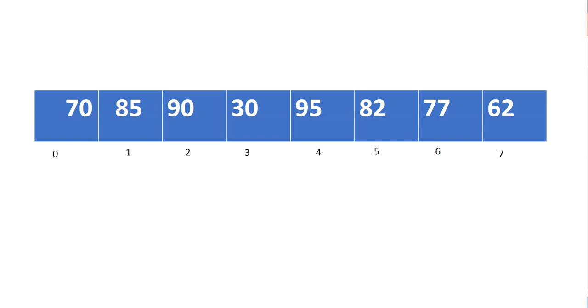The problem here is that I want to find the sum and average of these values. Simply put, if you were going to find the average of these values, all you'd have to do is look at this array, take the numbers, add them, and then divide by 8. So you'd say 70 plus 85 plus 90 plus 30 plus 95 plus 82 plus 77 plus 62. Whatever result you get from that, you then divide by the size of the array, which is 8.